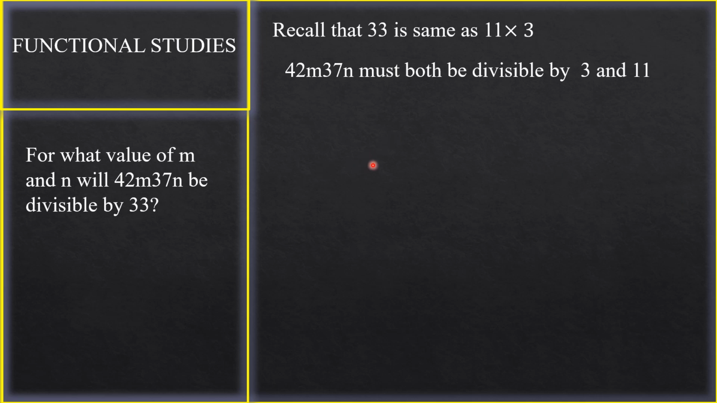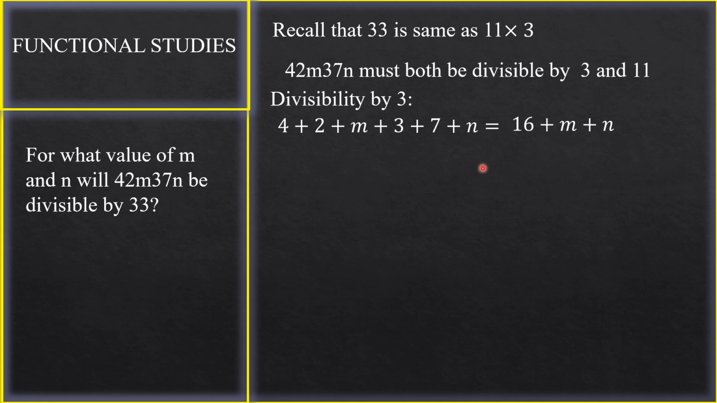So in that case, we start with the first one, divisibility by 3. A number is said to be divisible by 3 if the sum of its individual digits is also divisible by 3. So it means it must be a multiple of 3. So we just sum these numbers as you are seeing: 4 plus 2 plus m plus 3 plus 7 plus n. The answer should be a multiple of 3, and that gives 16 plus m plus n when you simplify it.